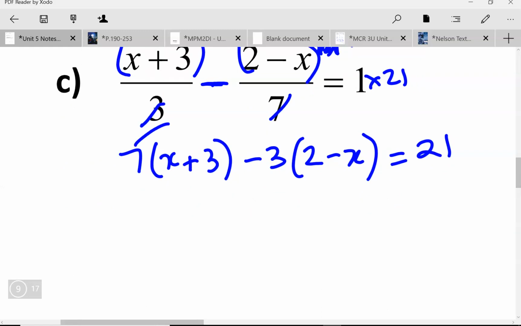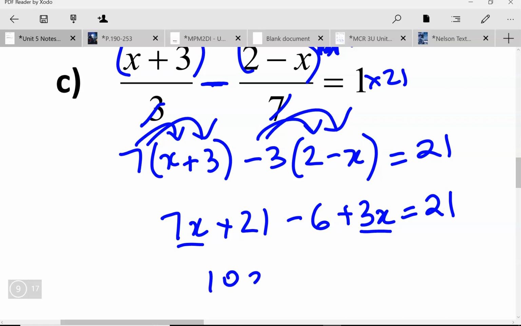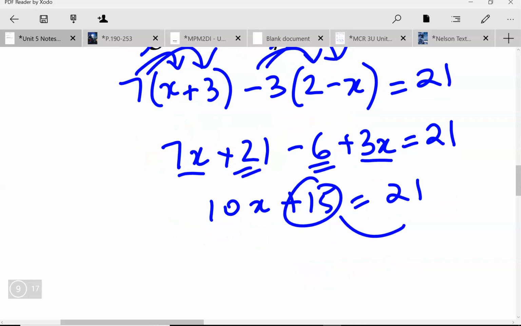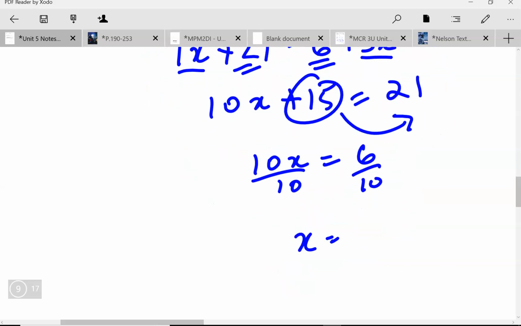So this is negative 3 bracket 2 minus x equals 1 times 21 is 21. Now again, it's the usual stuff. Distributive property, collect like terms, add, move stuff. The usual jazz. 7x plus 3x is 10x. 21 minus 6 is, oh, whoops, positive 15 equals 21. Move the positive 15 over here to make it negative 15, which 21 minus 15 is 6. Divide by 10, I get x equals 6 over 10, or 3 over 5.